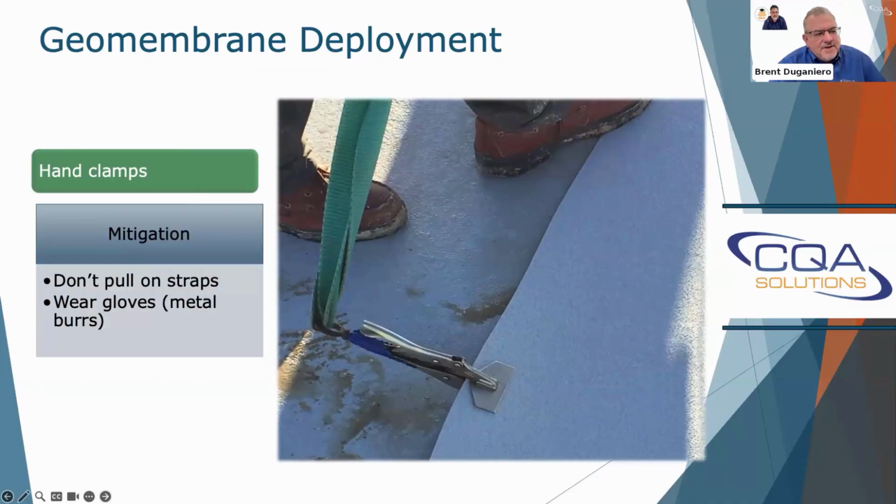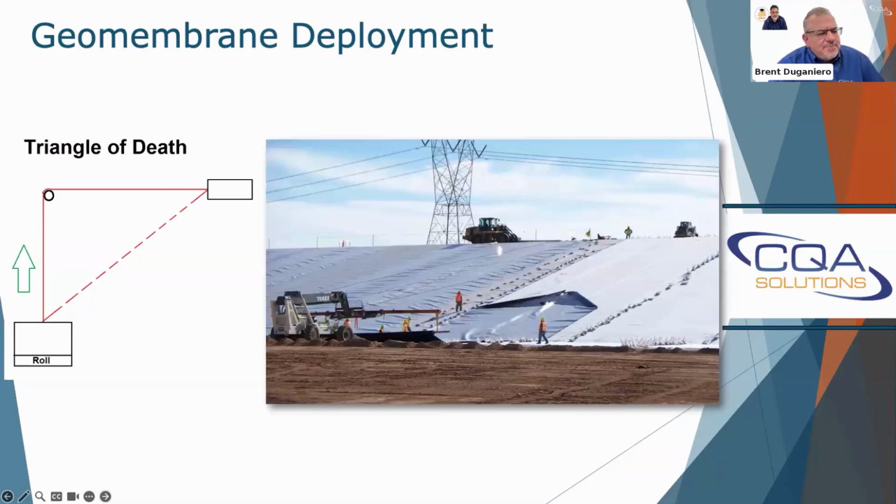And then the other thing to be concerned of is those straps. A lot of installers will have the straps attached to the hand clamp, as you see in this photo, and they'll pull the strap instead of pulling the hand clamp. What could happen there is if that hand clamp were to come loose, now you have a flying projectile that could hit you or your coworker in the face. So we want to be careful about that.